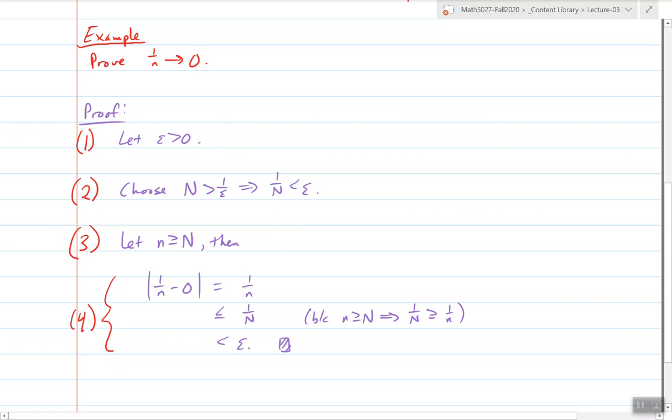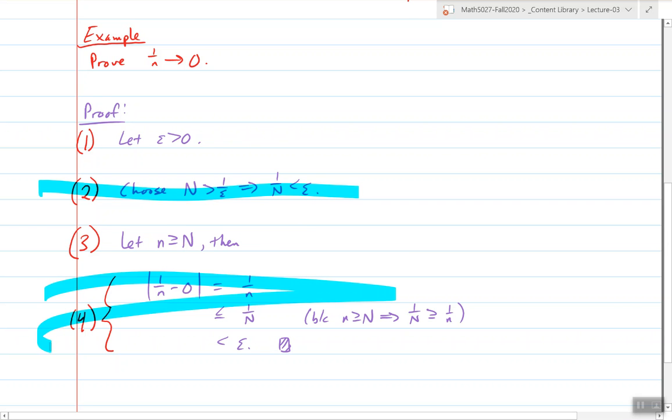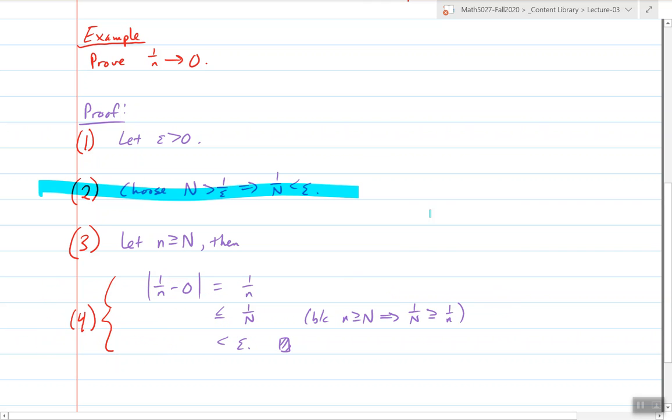Where the details change is in step 2, which you figure out by doing scratch work, usually involving step 4. Here I just happen to know, but if it's not clear, you would start with: I need to show that the metric on R, which is just the absolute value of 1 over n minus 0, the distance between 1 over n and 0, those are my points.